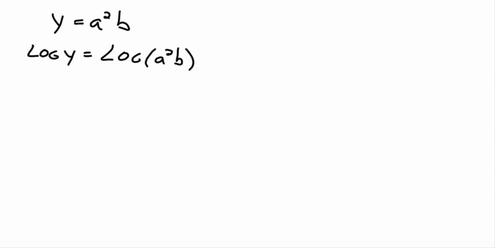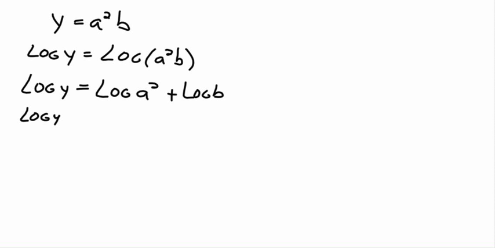Now, because we know our laws of logarithms, we can expand this log a squared b. We keep our log y, and for log a squared b, we know that if we're multiplying two numbers inside our logarithm, it's the same as adding them. So we could say log a squared plus log of b. And then one last step: log of a squared is the same as 2 times log of a, plus log of b. So that's how you would write that using logarithms.